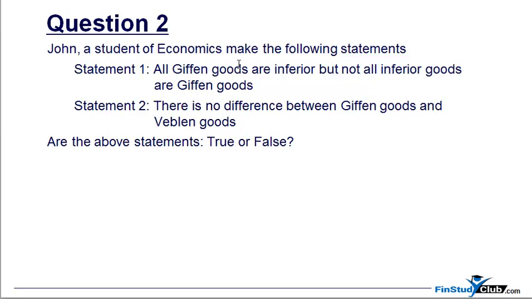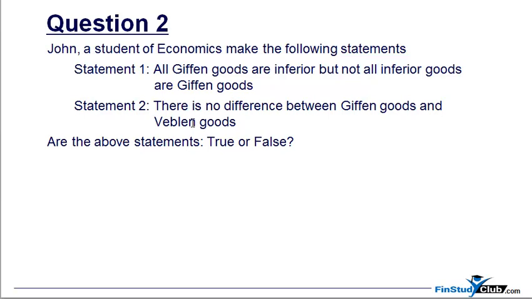So John, a student of economics, makes the following statements. Statement 1: all Giffen goods are inferior, but not all inferior goods are Giffen goods. Statement 2: there is no difference between Giffen goods and Veblen goods. Are the above statements true or false? Again, reiterating, you're not going to get a question where they ask you true or false. Of course, they can easily recreate the same question in an MCQ form. Now, the whole idea of taking up this question was to touch upon Giffen goods, Veblen goods, and inferior goods, because very often they do set questions around these concepts.